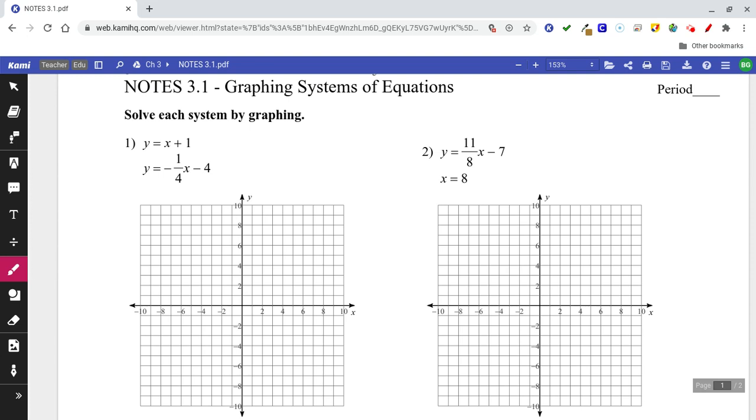So when we start with y equals 1x plus 1, we know how to graph this already. We have a y-intercept number of 1 and a slope of 1. So we go up 1, right 1, up 1, right 1. I would recommend you do a lot of dots.